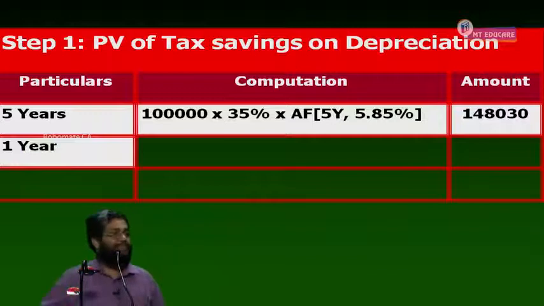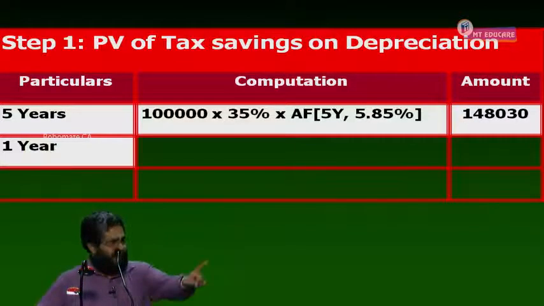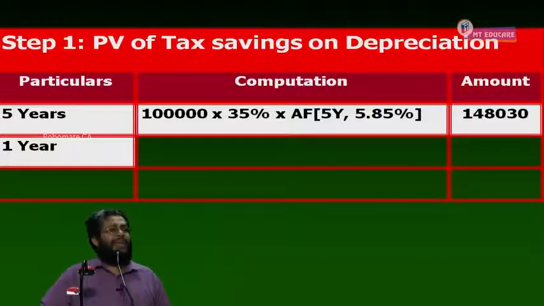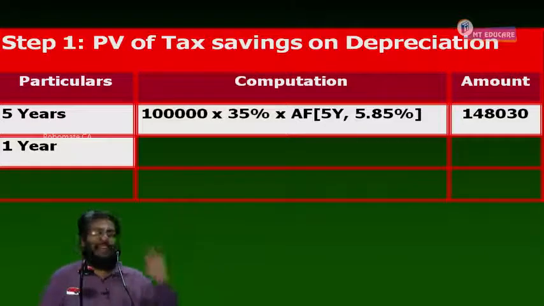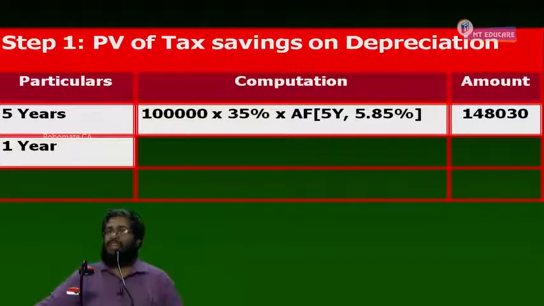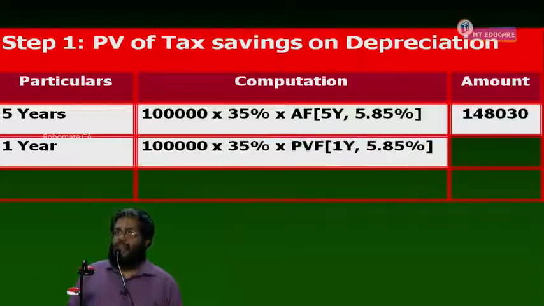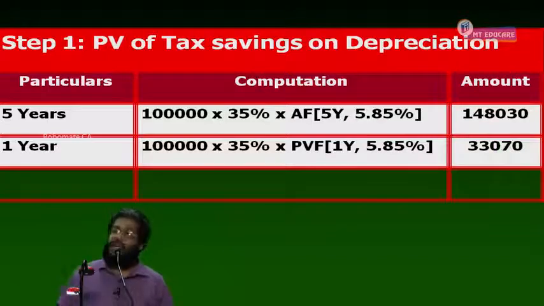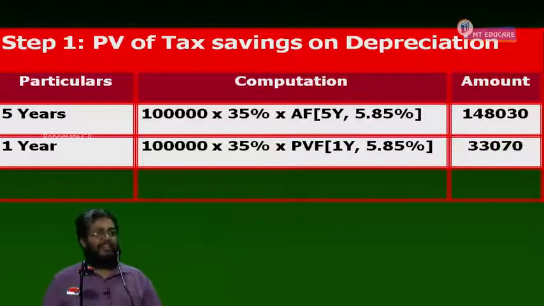Next is what? 1 year. In 1 year also, depreciation is 1 lakh. But I won't get this for 5 years. I claim only for 1 year, since I want to sell at the end of the first year. Now, in that case, depreciation is 1 lakh into 35% into the present value factor, 1 year, 5.85%. So 35,000 into 1 by 1.0585. What number did you get? 33,070.